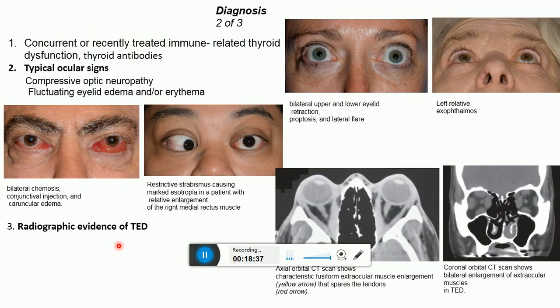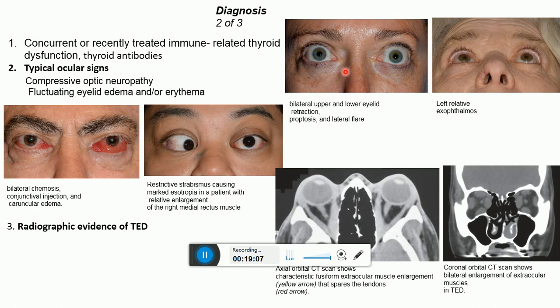For diagnosis, two of the following three are necessary. Number one is concurrent or recently treated immune-related thyroid dysfunction and thyroid antibodies. Number two is typical ocular signs such as compressive optic neuropathy, fluctuating eyelid edema, and erythema. Here you can see bilateral chemosis, conjunctival injection, caruncular edema, and restrictive strabismus causing marked esotropia in a patient with relative enlargement of the right medial rectus muscle.